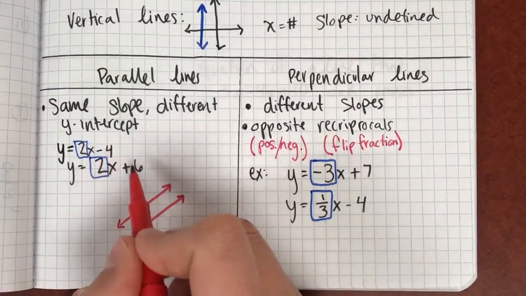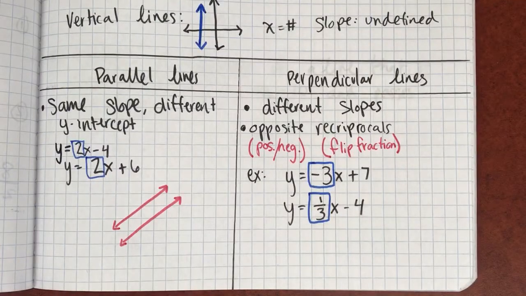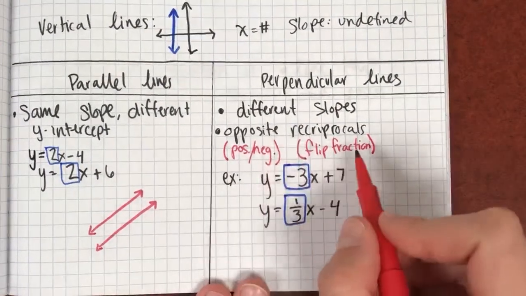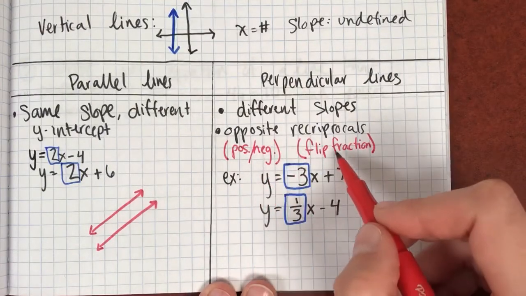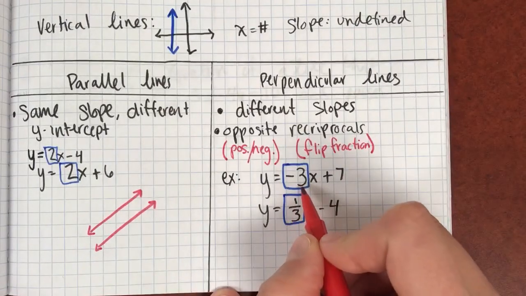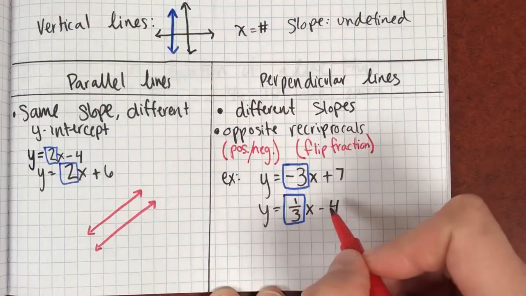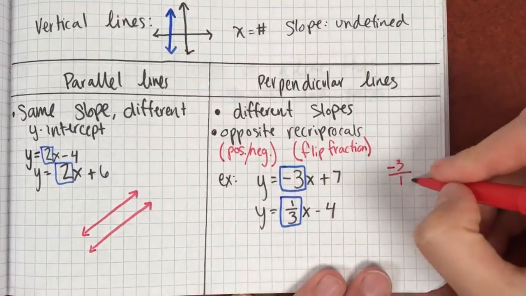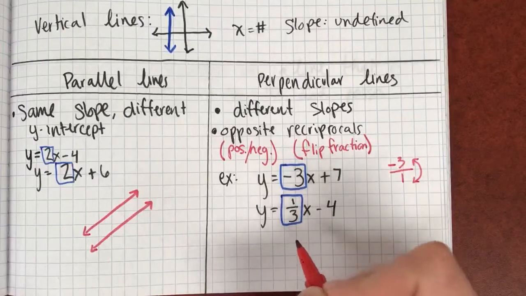If these had the same y-intercept, okay, they would just be the same line. They would coincide. Perpendicular lines have different slopes, okay? They are opposite reciprocals. So opposite meaning if it's positive, we change it to negative, and reciprocal means we flip our fraction. So here we've got negative 3 as our slope. For the perpendicular slope, I would flip this as a fraction because remember, any whole number can be written over 1. So we are going to flip that fraction and then make it positive. So that's how we got the 1/3.